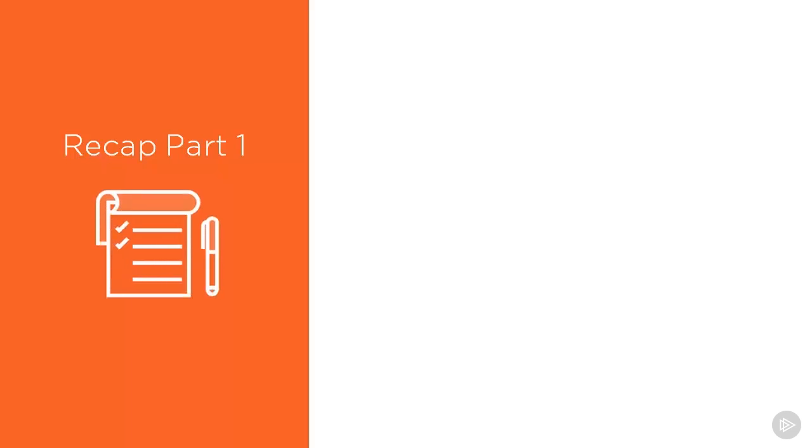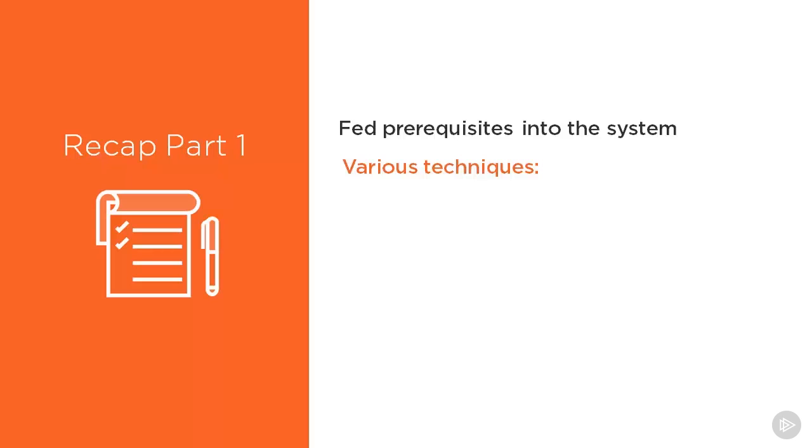Let's recap the main simulation. Since part 1 and part 2 are two sides of the same coin, I will recap them both here. In part 1, we saw how the prerequisites we created are used to feed into the final system. We have used various techniques thereafter to work on our final result.